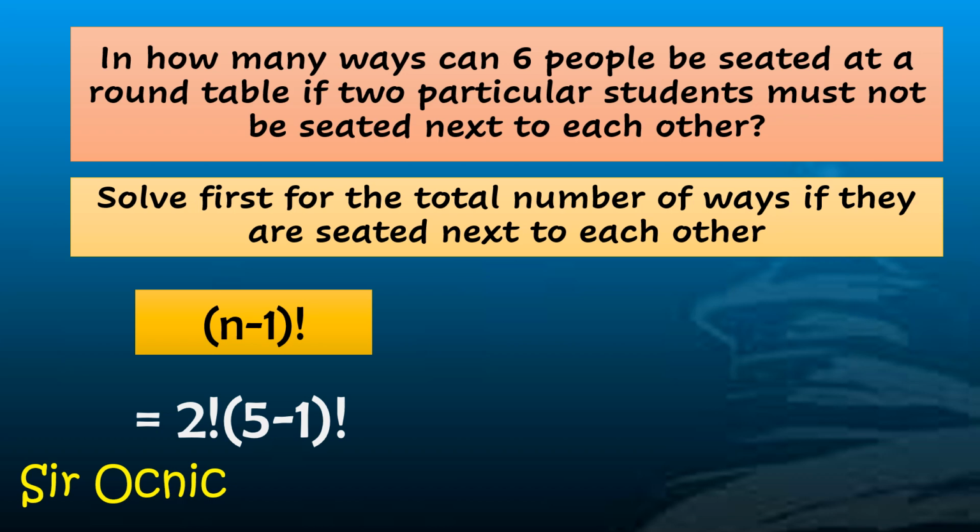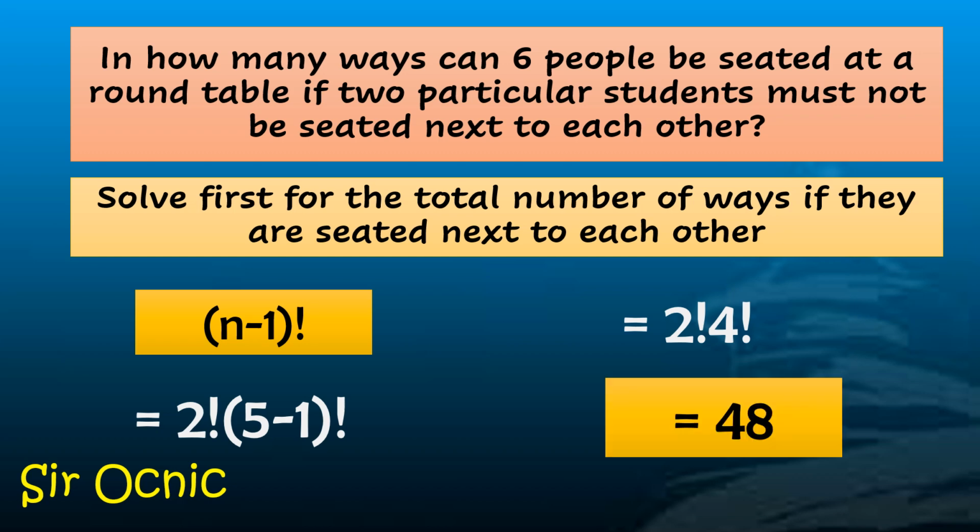And multiply (5 minus 1) factorial by 2 factorial because the positions of the two students can be interchanged. So that is 2 factorial times (5 minus 1) factorial, or simply 2 factorial times 4 factorial, which is equal to 48.